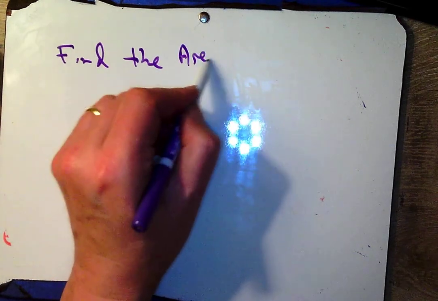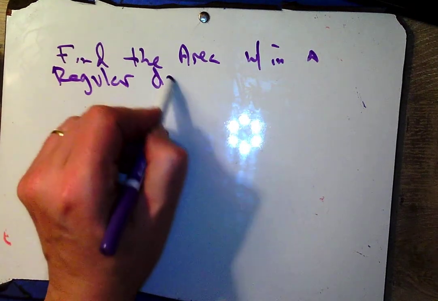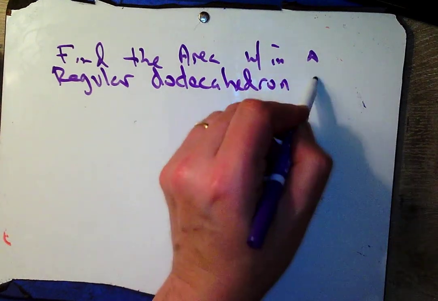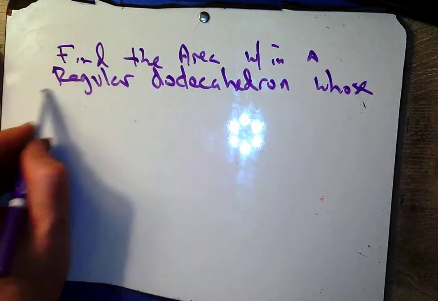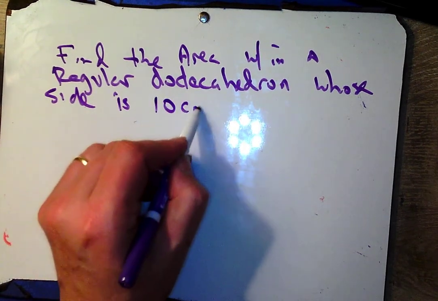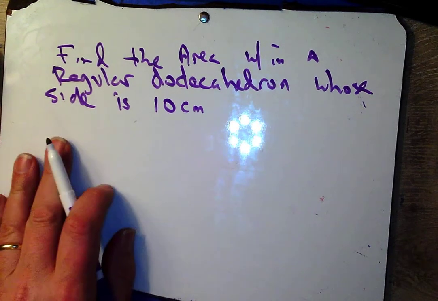Find the area within a regular dodecagon whose side length is 10 centimeters. Okay? I think we should give that one a try.